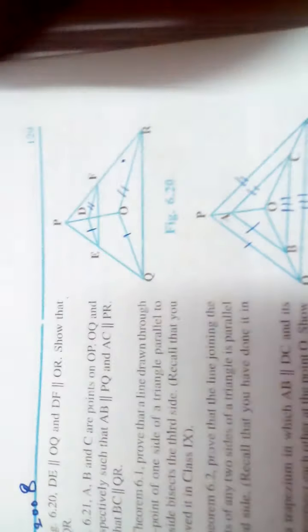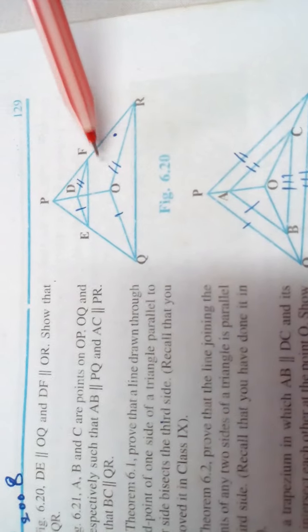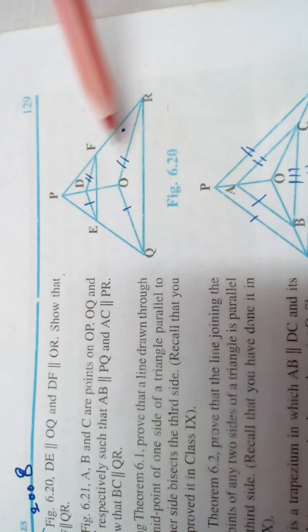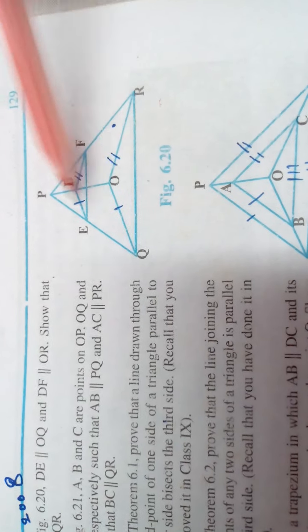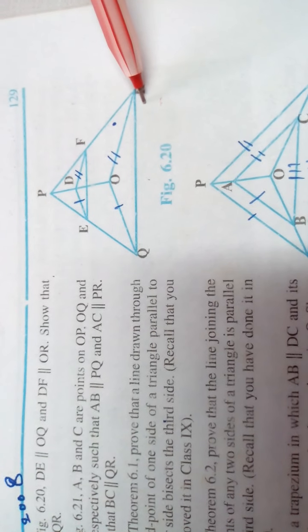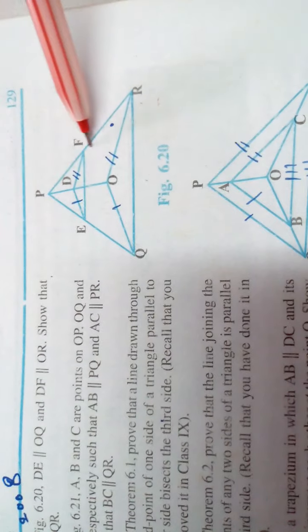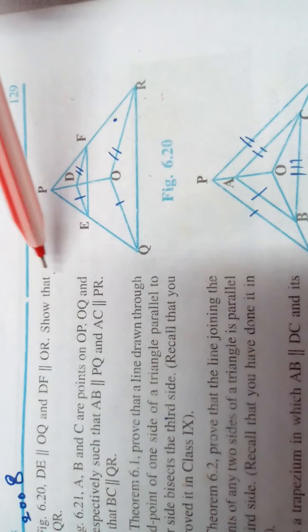Question number 5 is given. What is the question? In this figure, PQR, O is a point, OP and OQ. DE is parallel to OQ, DF is parallel to OR. You want to prove EF is parallel to QR. This is the question.